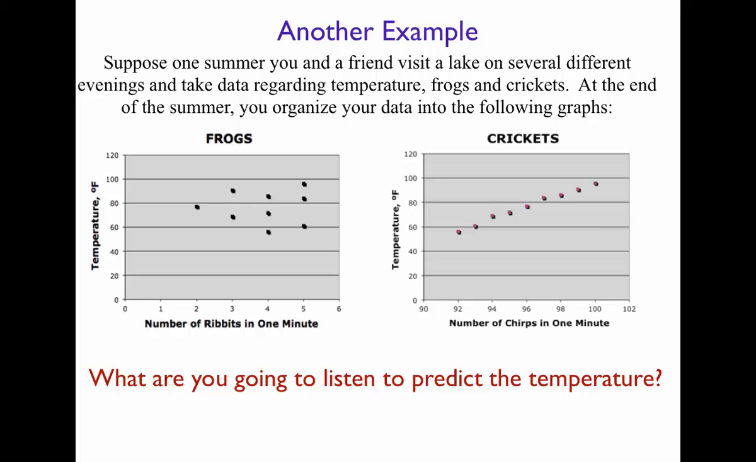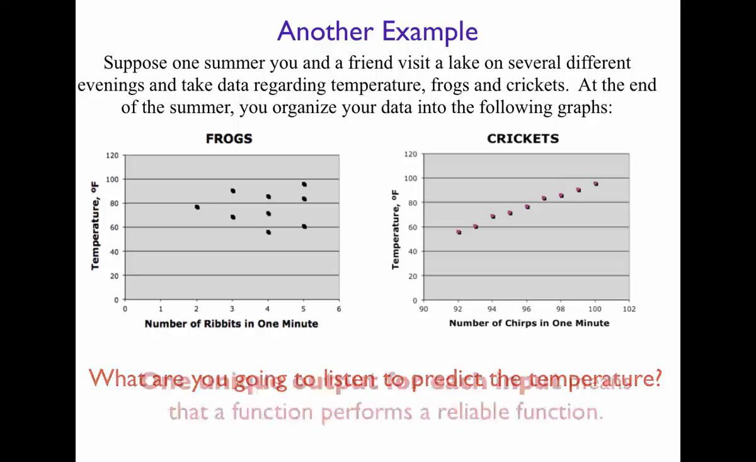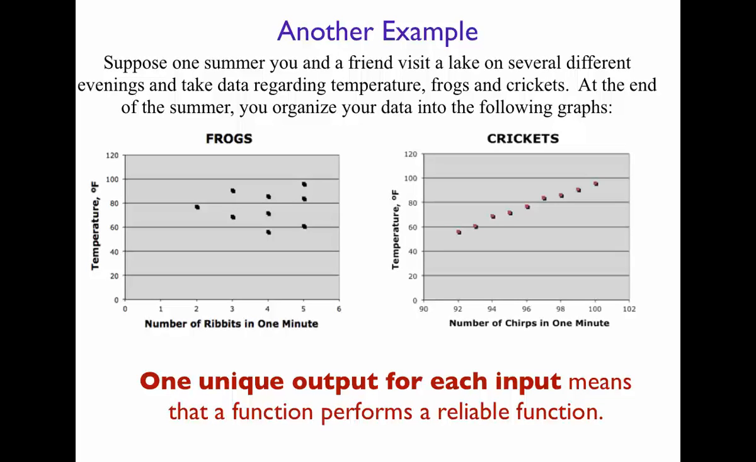But do the crickets serve a function? They serve a function because if you listen to the number of chirps, you can predict what the temperature is. You see? 1 unique output for each input means that a function performs a reliable function. You see? Okay, cool.